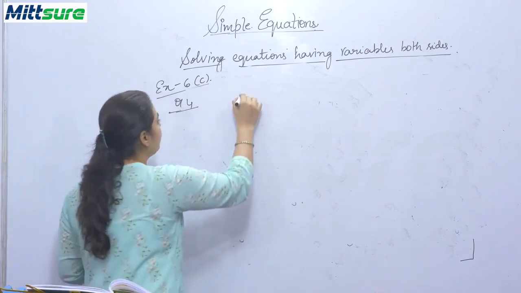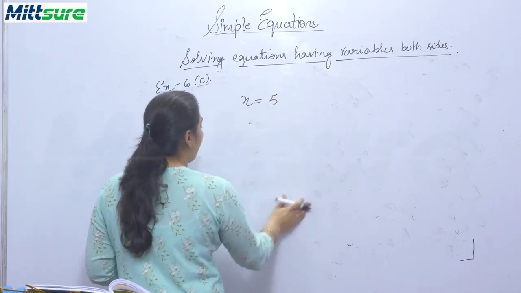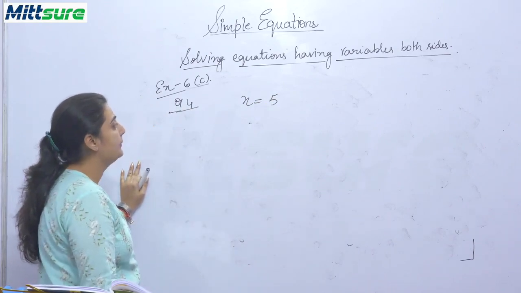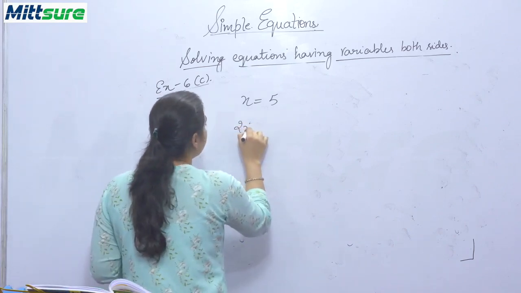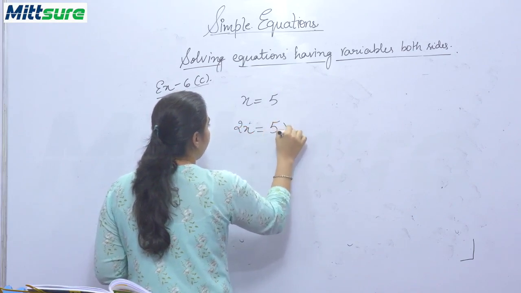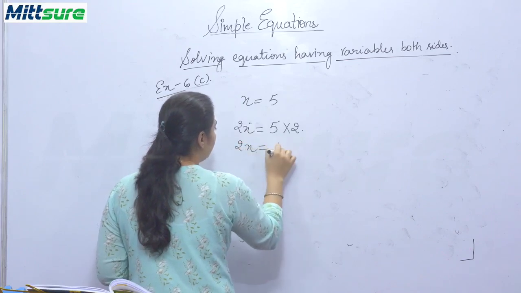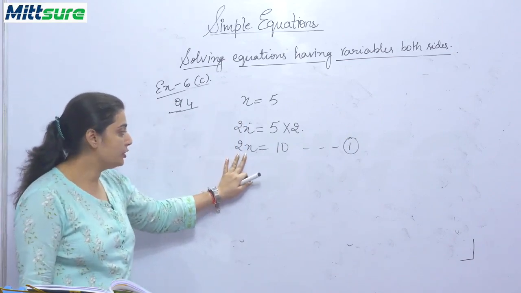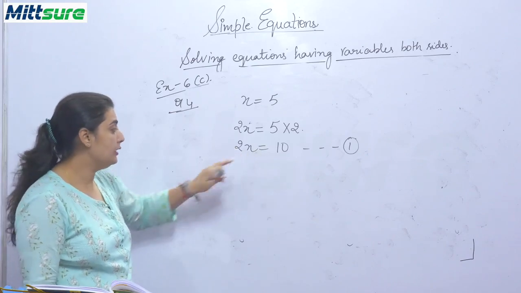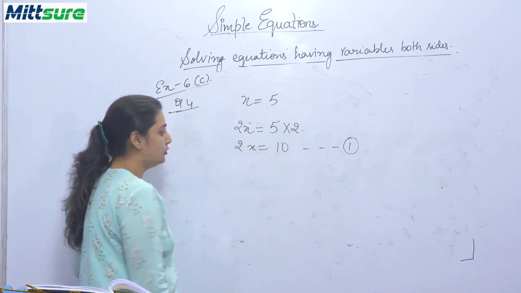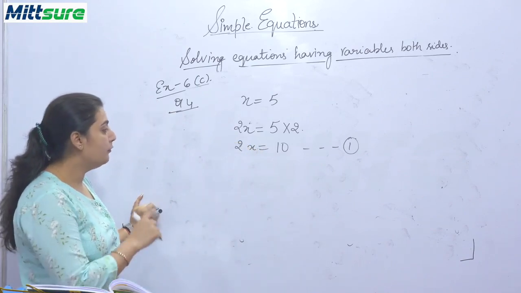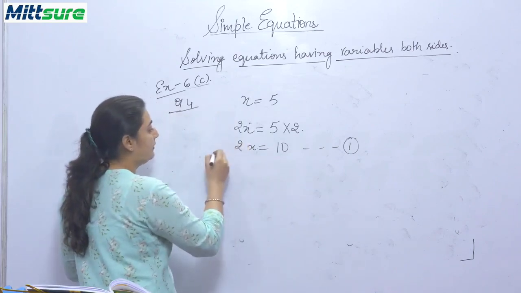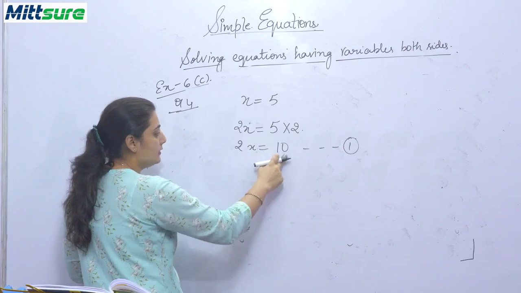So, suppose x is equal to 5. Then I can multiply both sides by 2. So, 2x equals 5 into 2. So, 2x is equal to 10. This is my first equation. Right. Now, I want the equation to change, but the solution should not change. So, what should I do to keep the solution, that is x is equal to 5? The next equation that I can get here: suppose this is 2x and this is 10.